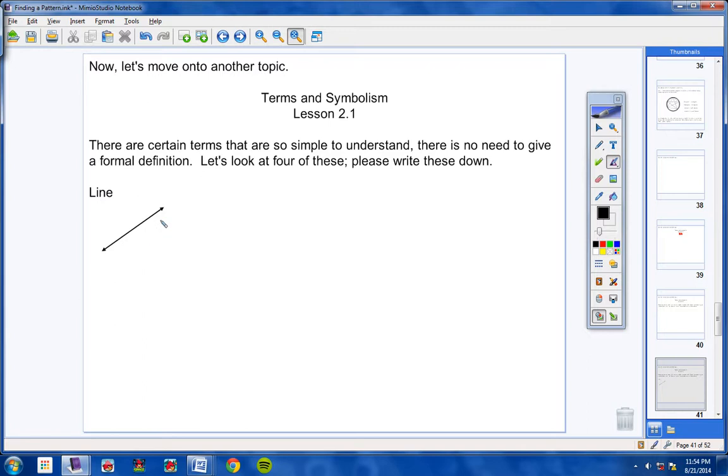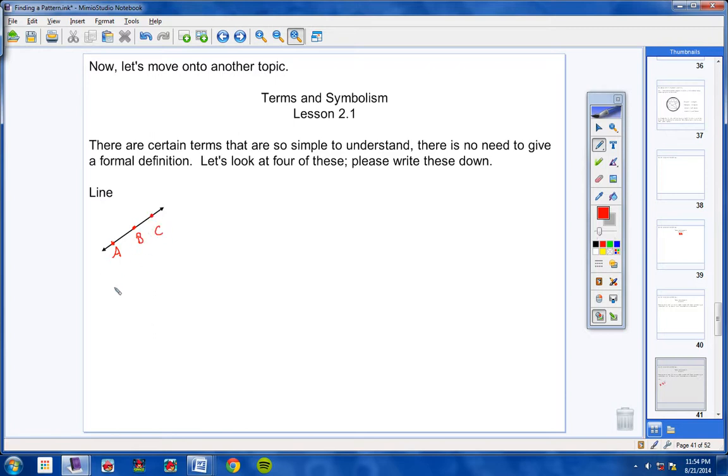notice a line continues indefinitely in both directions. It's very important that you know that, okay? So I put arrows on both ends. Also, it's very important for you to know that a line is named by 2 points.